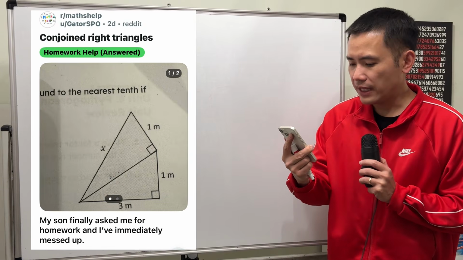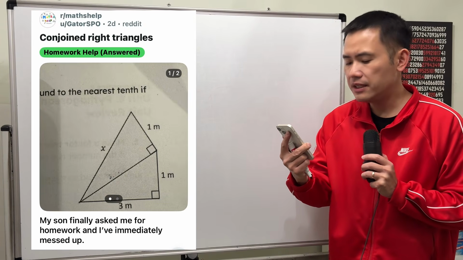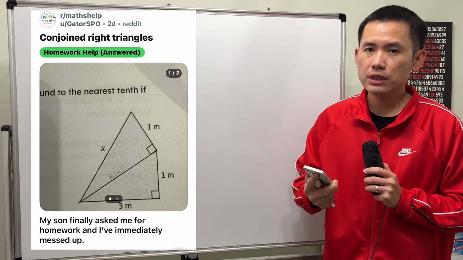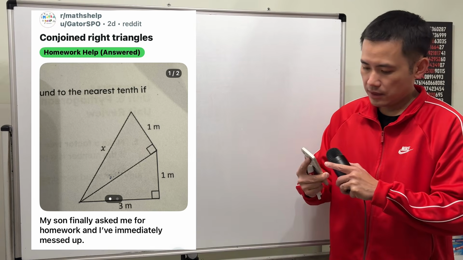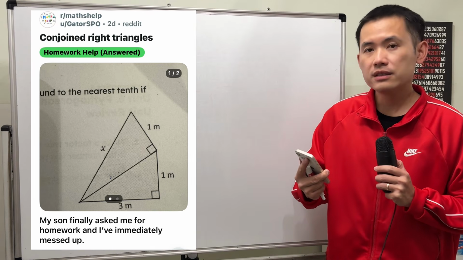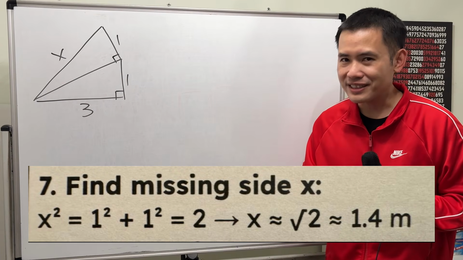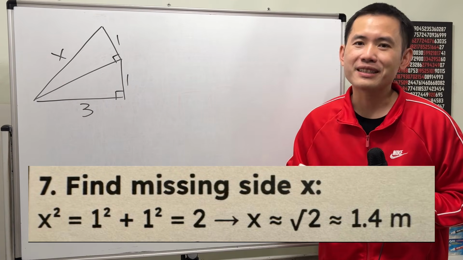My son finally asked me for homework and I have immediately messed up. So here we have these conjoined right triangles and the goal is to solve for x. And here you also have the answer key. I will tell you though, the answer key here is incorrect. So you did not mess up.